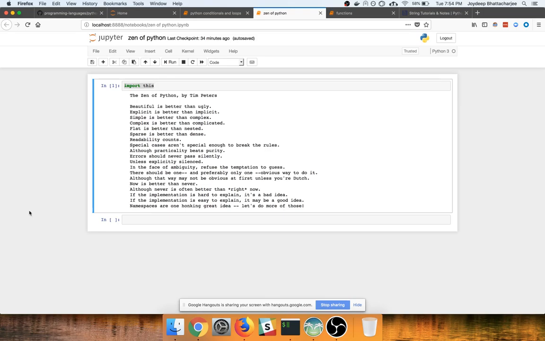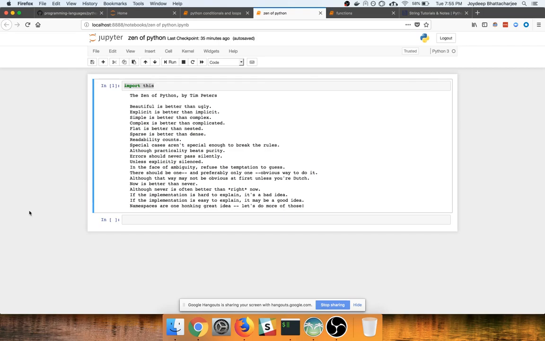Then the next one is sparse is better than dense. Sparse in a programming context is like the saying less is more. You should not try to put too much information into stuff, only whatever is necessary. Dense means too much information. Sparse means whatever is needed. It's similar to minimalism, and also similar to simple is better than complex.